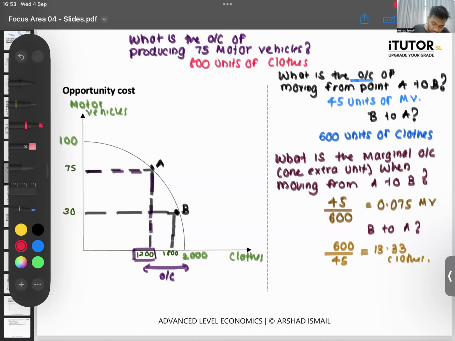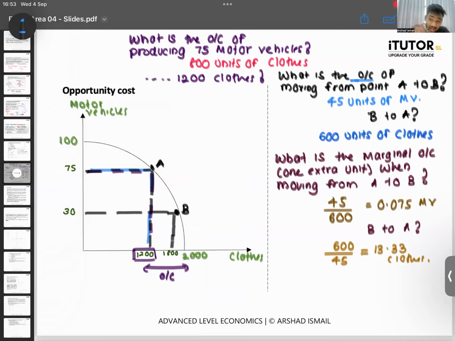Then what if I ask you the other way? What if I ask you what is the opportunity cost of producing 1,200 clothes? I'm not writing the full question. Can you give me a number for this? There is a question similar to this in your paper as well. Because you're producing 1,200 clothes, you can produce 75 motor vehicles. How much of motor vehicles can't you produce? That is what opportunity cost is. You can't produce the 25 units. So the answer would be 25 units of motor vehicles. Okay. So those are the different types of questions you can get.